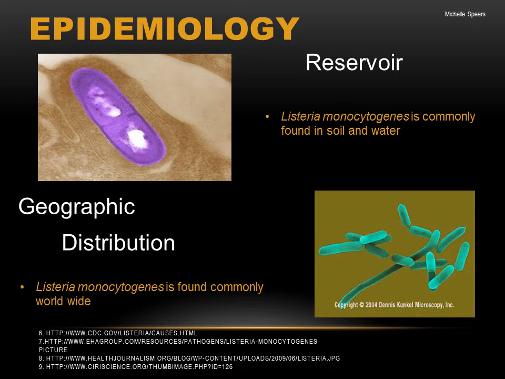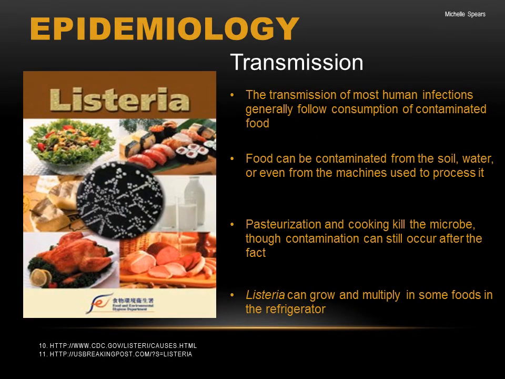Listeria monocytogenes is commonly found in soil and water. Animals can act as a reservoir, carrying the bacterium without appearing ill and contaminating foods of animal origin, such as meat and dairy products. Due to the nature of its reservoirs and transmission, Listeria is found not only in every state, but in the soil and water around the globe. Transmission of human infections generally follows consumption of contaminated food. Rare cases of nosocomial transmission have been reported, though.